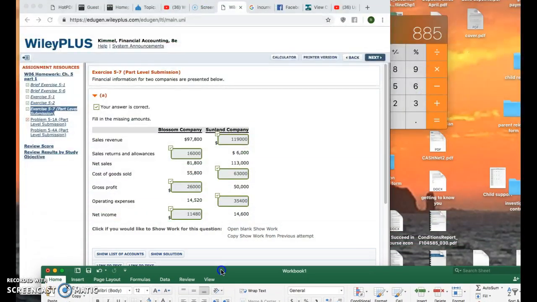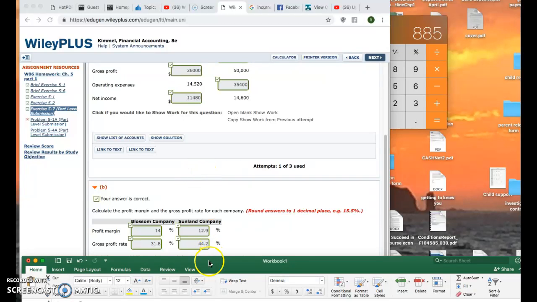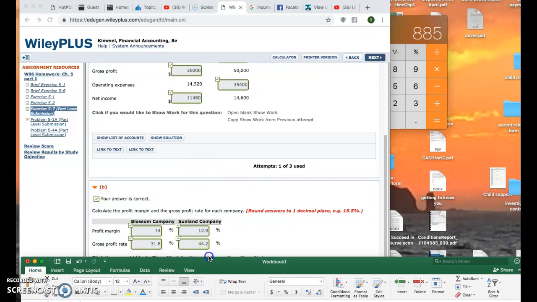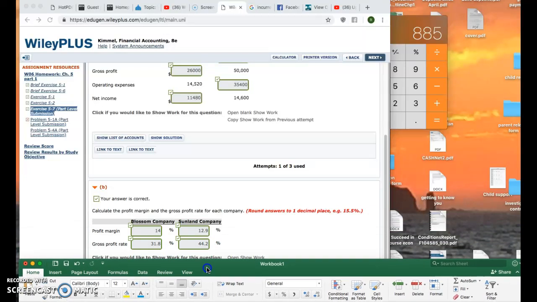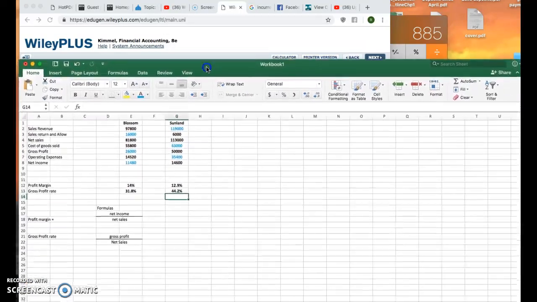And then, so 14%, 31.8%, 12.9, and 44.2.